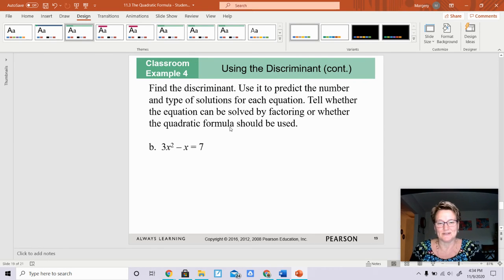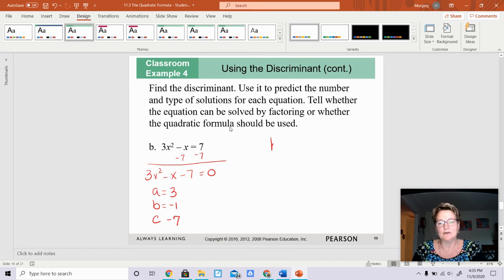Or one real solution. So on this problem here, right now it is not equal to 0, so I'm going to move over the 7. And I get 3x squared minus x minus 7 equals 0. So the first thing you're going to ask yourself is what is a, what is b, and what is c? My a is 3. That's the number in front of the x squared. My b is -1, and my c is -7.